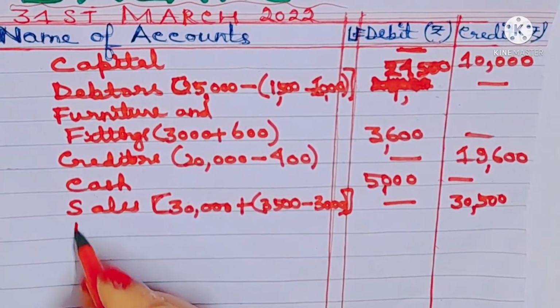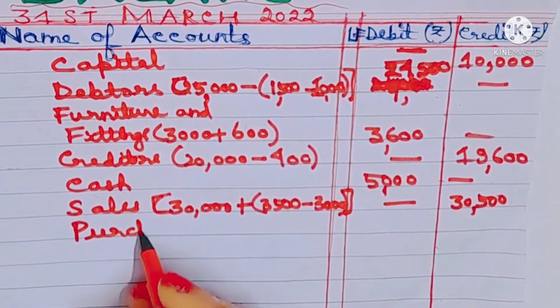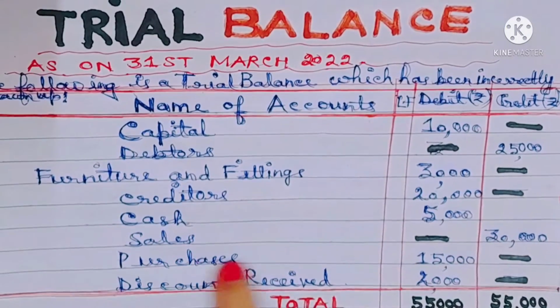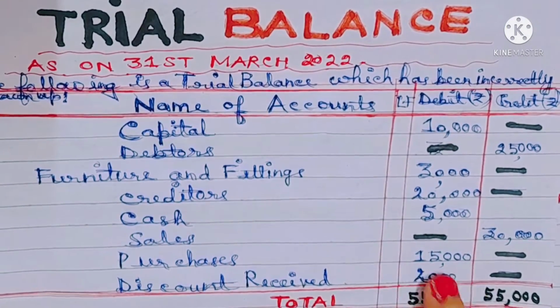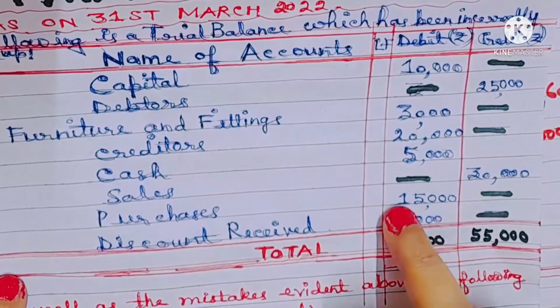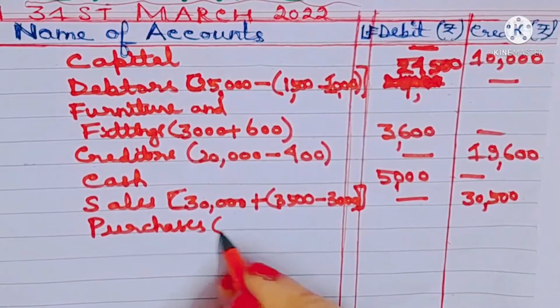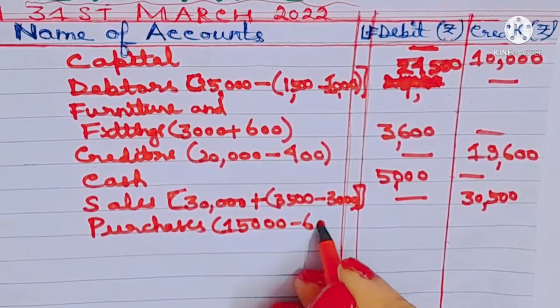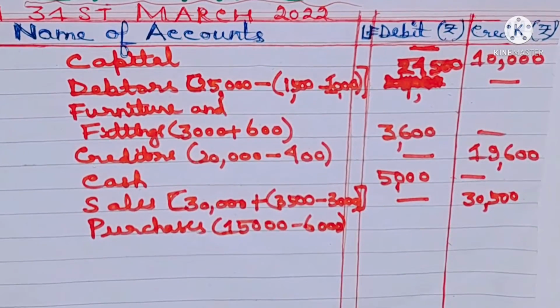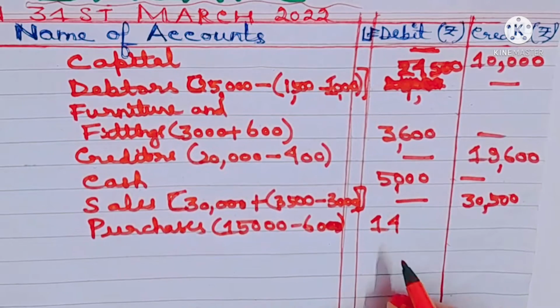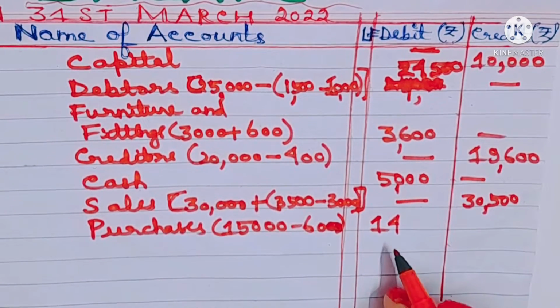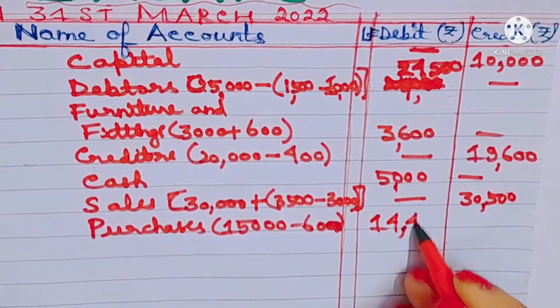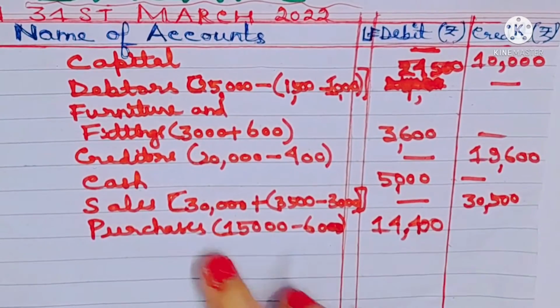Purchases. How much was purchases? Let's say purchases 15,000. 15,000 minus 600, which has been wrongly recorded, will give you 14,400. Why does purchases have a debit balance?